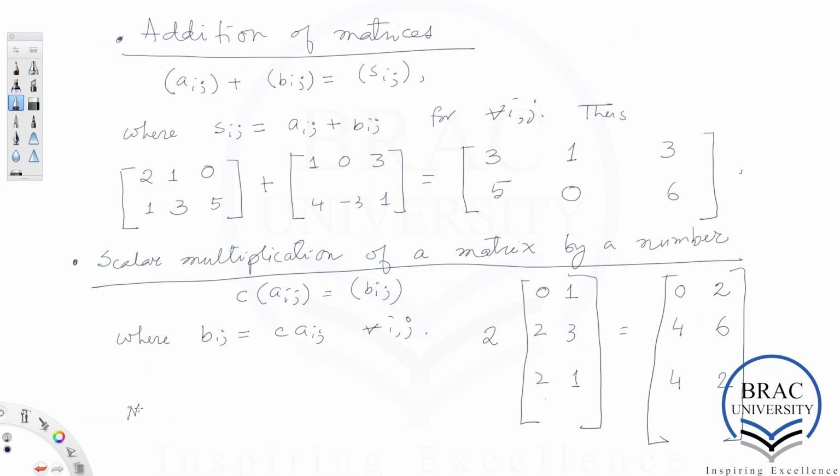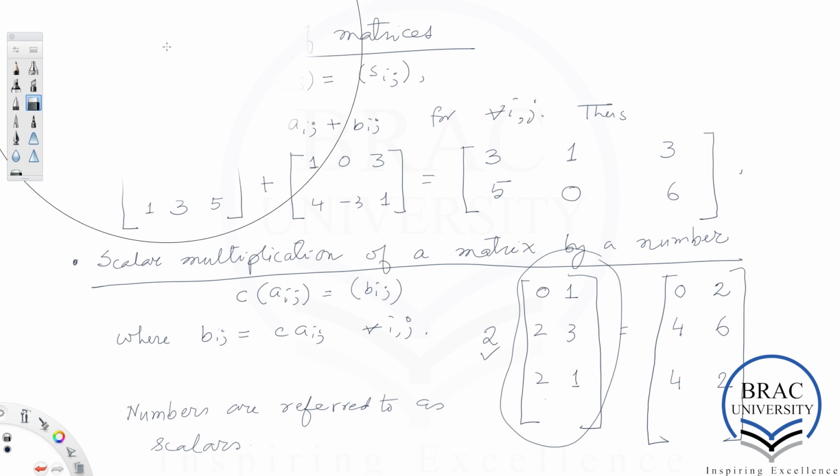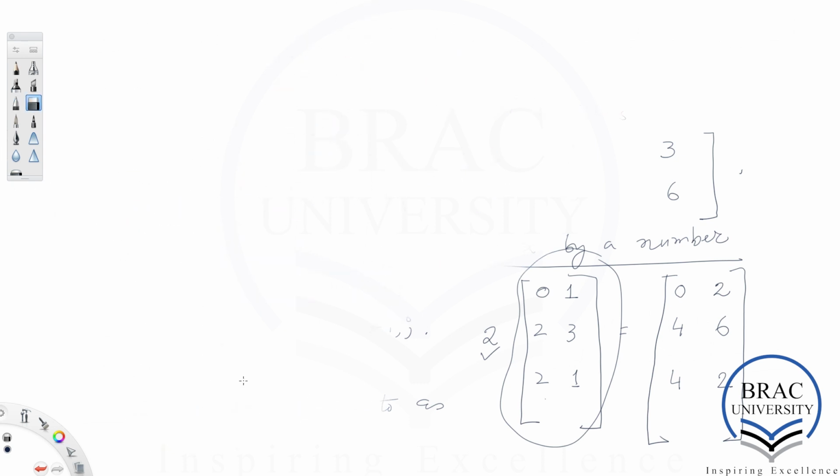The numbers are referred to as scalars. This is a scalar, whereas this is a matrix. Good. Now the most important operation, which is a bit tricky, is called matrix multiplication.